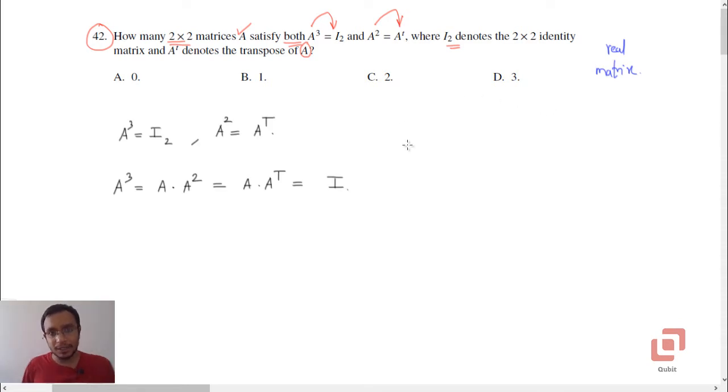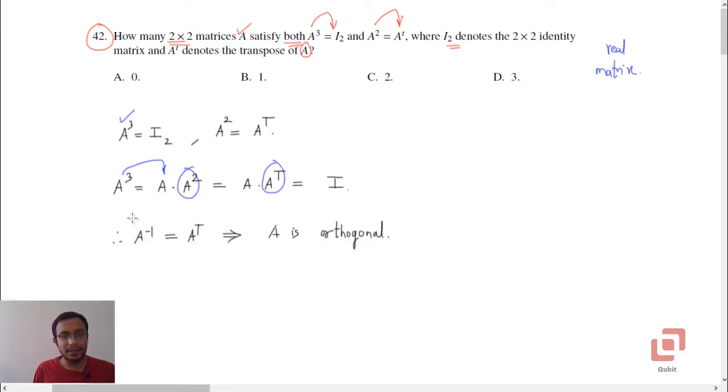Okay, so we now start with the two equations and we try to make sense out of both of them simultaneously. We have A cubed equal to I2 and A squared equal to A transposed. Using the associative property of matrix multiplication, can we not write A cubed as A into A squared? Of course we can. But what is A squared equal to? A squared is equal to A transposed, isn't it? Now if A squared is equal to A transposed, what does it mean? It means that A into A transposed, which is now A cubed, equal to I, and this implies that A transposed must be equal to A inverse.